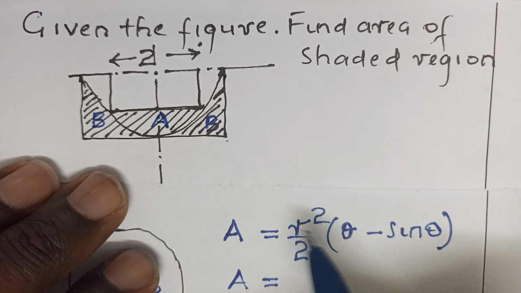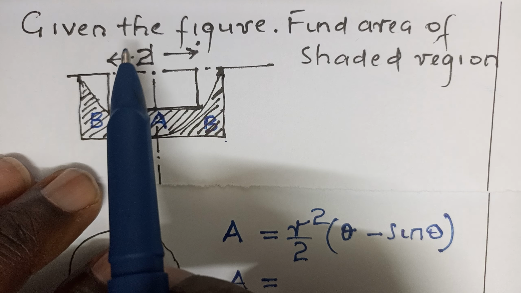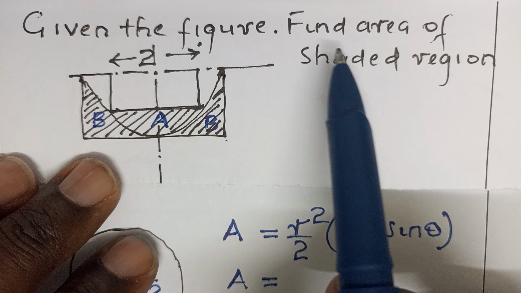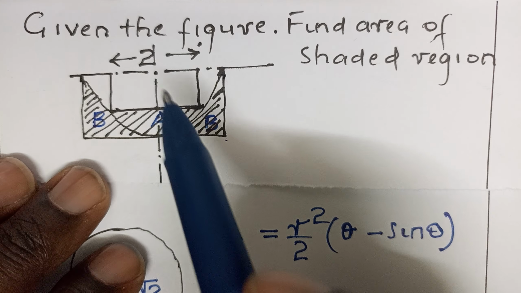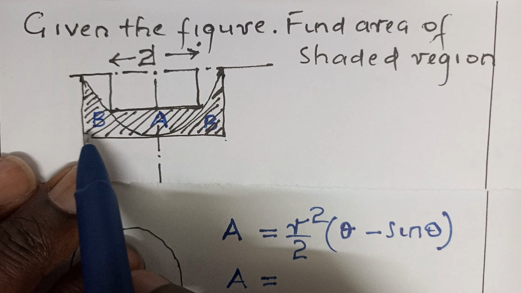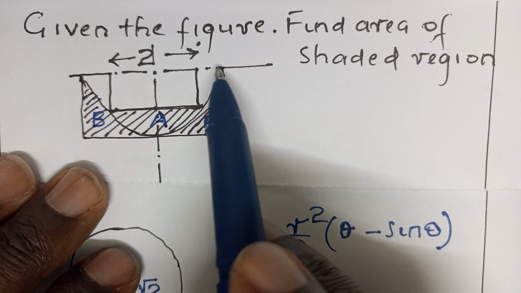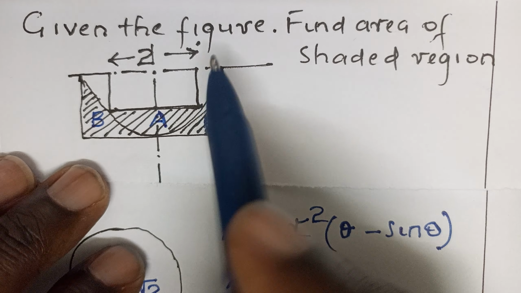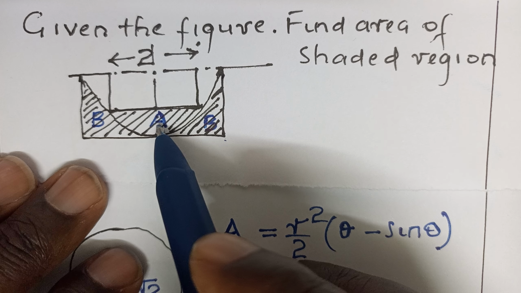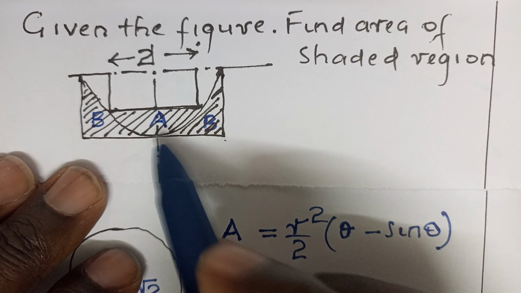Guys, I've already started to do the question, but let me take you through. Given the figure, find the area of the shaded region. We have an outer rectangle and an inner rectangle. In between, we have a semicircle. And so we are looking for the area that is shaded.